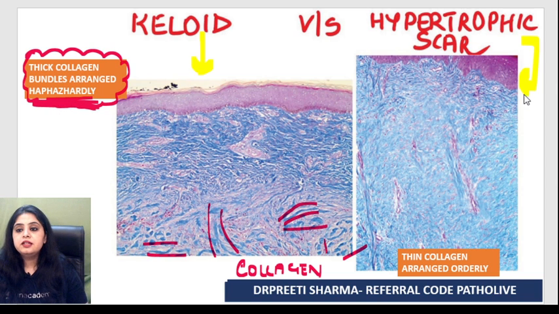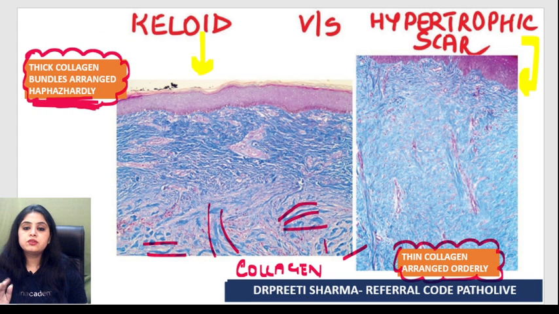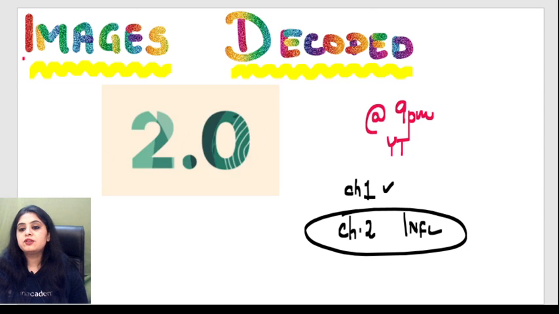Hypertrophic scar, I see very properly arranged in one line, in one order they are arranged, very thin bundles. Thin collagen which is arranged orderly, that is a hypertrophic scar. So hypertrophic scar is a docile one. Clinically also it's within the margins, microscopically also it's a proper orderly arrangement that we have over here. So with that, your discussion of the hypertrophic scar and the keloid is over, and also the discussion of the images for the chapter of inflammation is done.